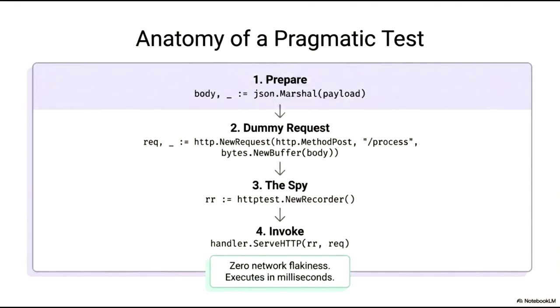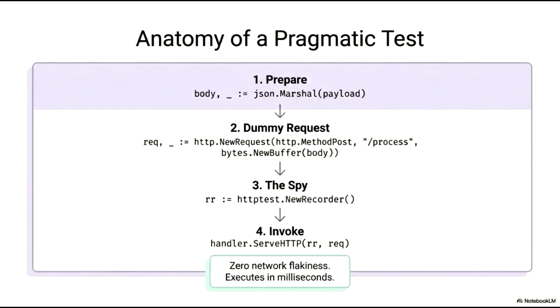Third, we initialize the spy. By calling httptest.NewRecorder, we create a mock response writer. This object records everything the handler does, such as writing headers or body content, so we can verify the results afterward. Fourth, we invoke the handler directly.